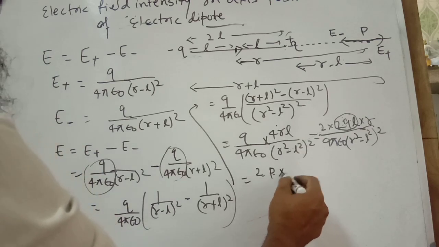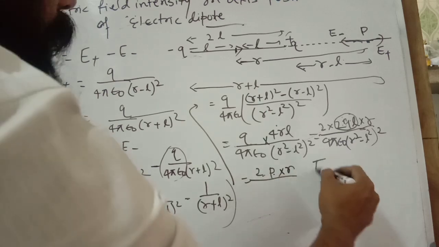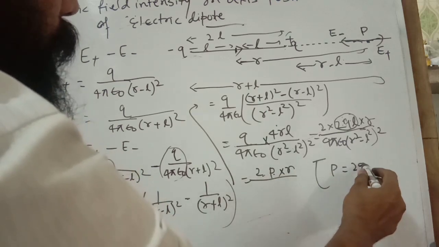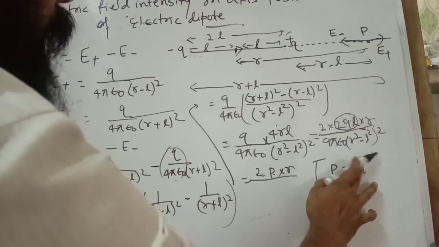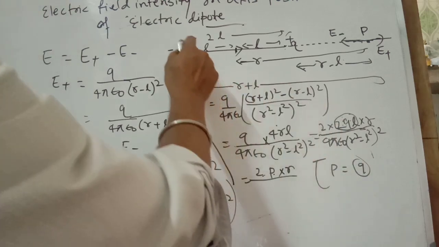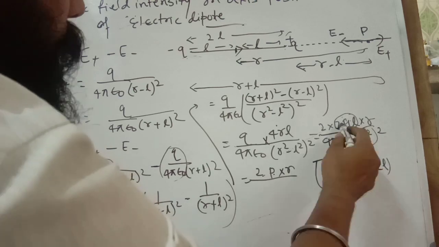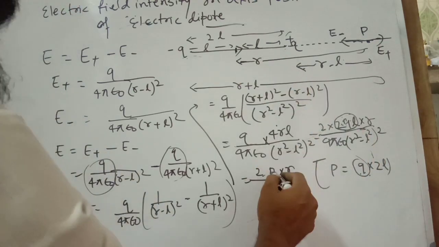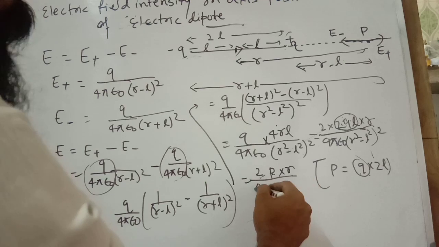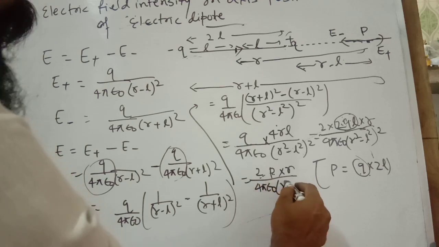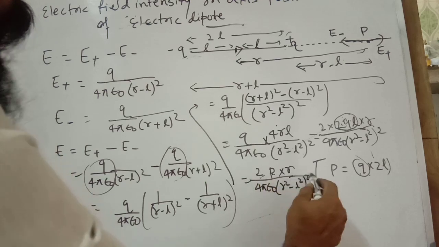So 2P into R. As already told, P equals what? The charge and the distance, the product of one charge and the distance. So Q into 2L. So we can write P in place of 2QL. So 2PR over 4 pi epsilon naught (R minus L) squared, whole squared.